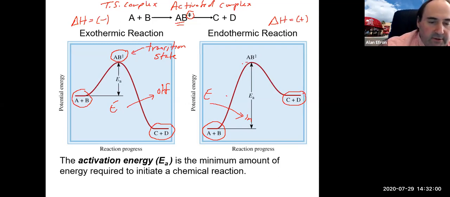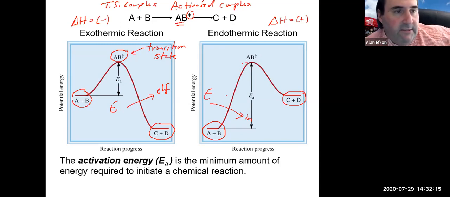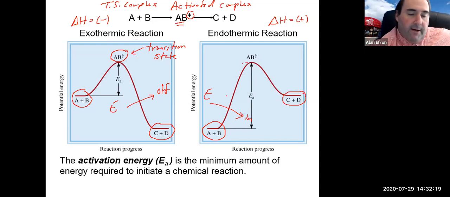So as it's starting to proceed up the hill here and getting to that transition state, you're starting to get some of these bonds starting to break. But at the same time, you're starting to get some bonds that are starting to be made. Typically, our transition state complex has partially broken bonds and partially made bonds at that point. And we can also see that it is right there at the peak of energy.